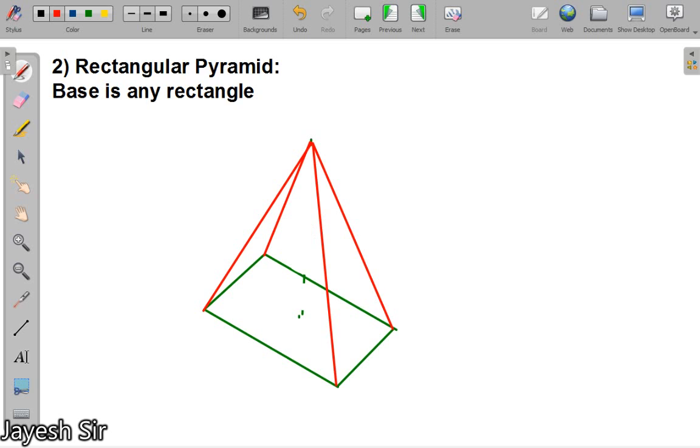So we have number of vertices. Again, number of vertices there are 1 plus 4, 5 vertices. Number of faces is 1 plus 4, 5, and number of edges will be 4 into 2, that is 8. There will be 8 edges. Base is a rectangle. So for rectangular pyramid, base is a rectangle. Okay, I've kept the definition small and sweet, so we can easily write it and keep it in mind.